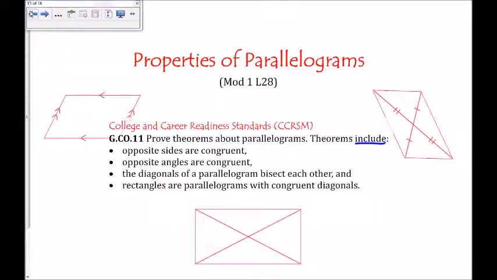So this video was about properties of parallelograms. We proved these 4 properties. Thank you for watching.